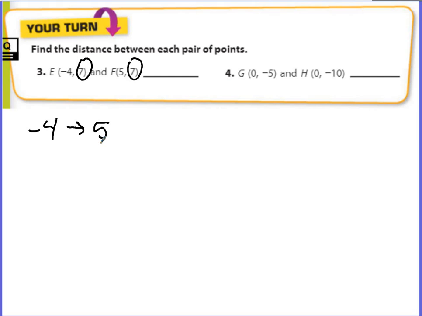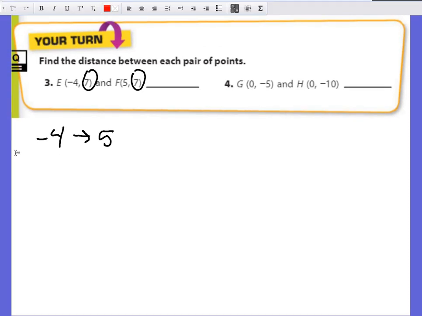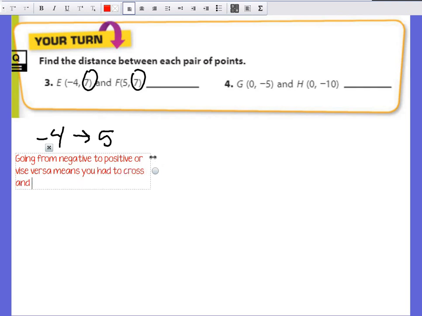So, you might want to write that down. I will quickly type it out here. Going from negative to positive, or vice versa, means you had to cross an axis.